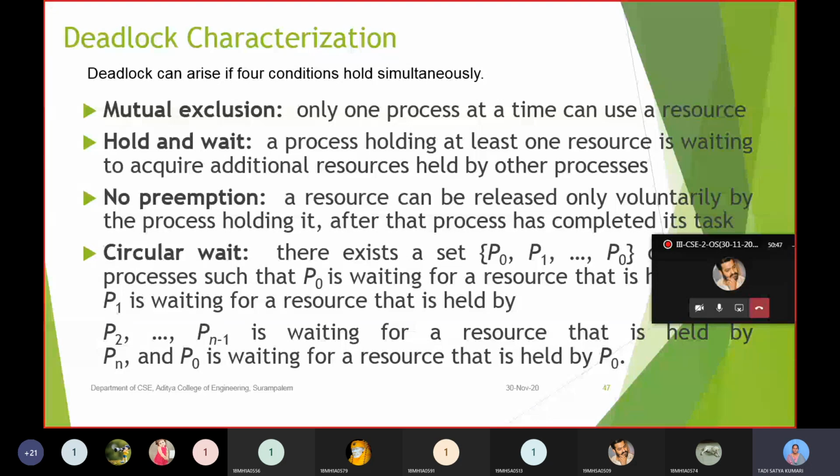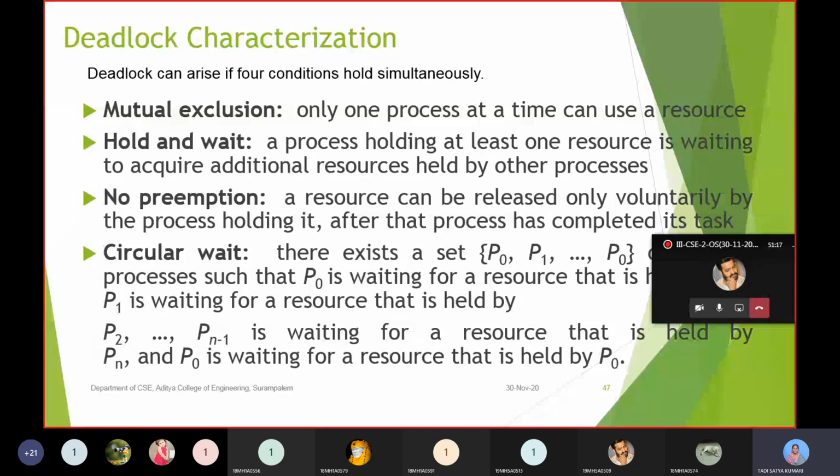So coming to mutual exclusion, only one process at a time can use a resource. That means the CPU can be used by any one process at a time. It cannot be shared by more than one process. Some shareable resources will be there, but that is a different situation. So mutual exclusion means only one process can use a resource at a time.